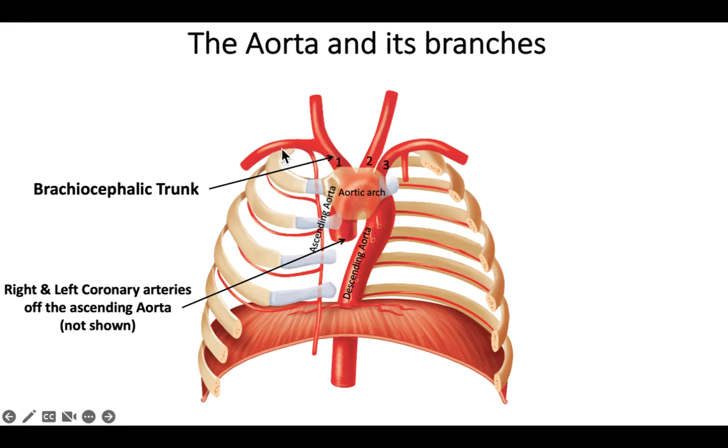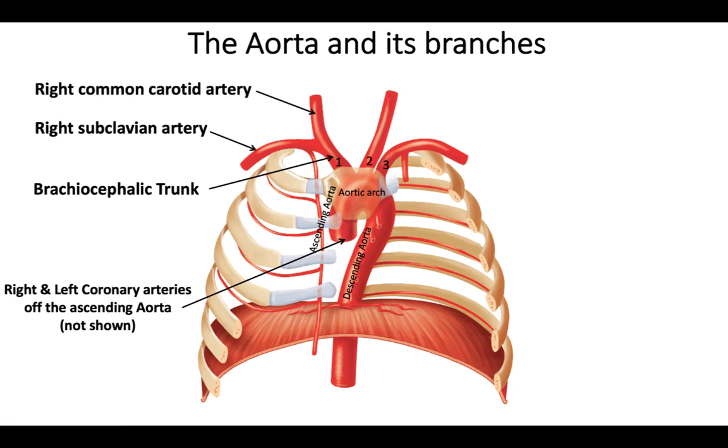almost immediately. And the two splits are the right common carotid, so that's going to be the one carrying blood towards the head, and then the right subclavian, which is going to be carrying blood towards the arm. Now this one's named subclavian because it goes underneath the clavicle. This drawing doesn't show a clavicle. This is the first rib, but the clavicle is going to be just over top of this subclavian artery.